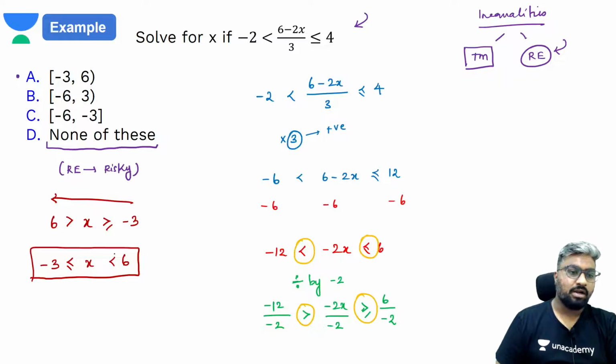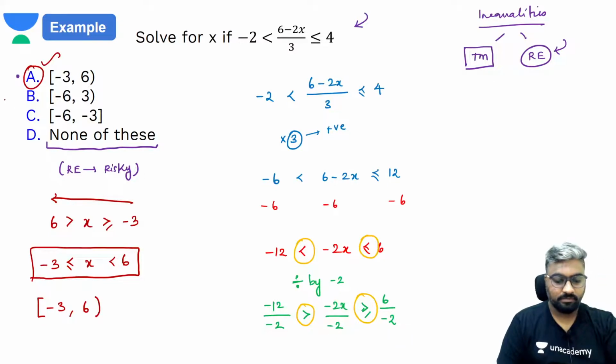So what would happen here? Your limits will be from minus 3 till 6. Minus 3 will be included, 6 will not be, which is option A. Yeah, very good. Everyone who said option A, very good. Superb.